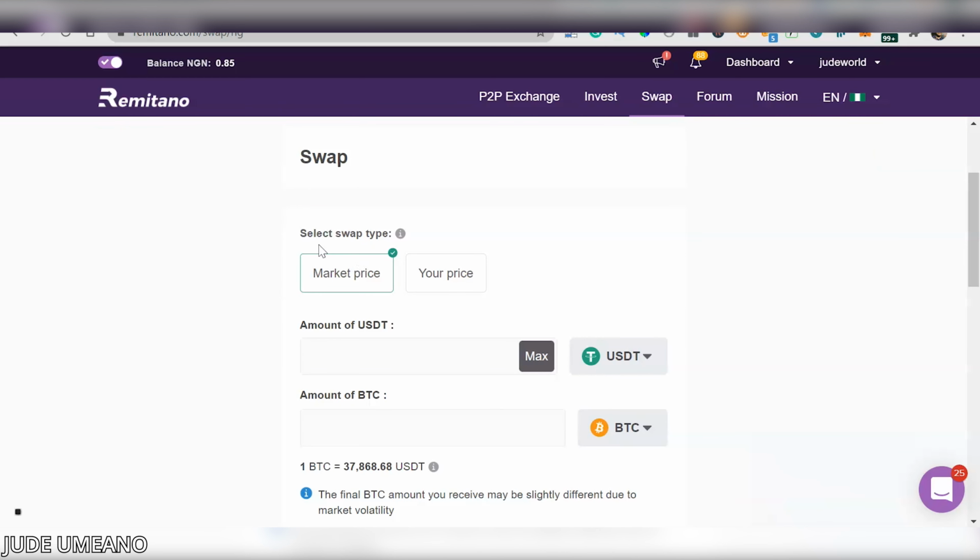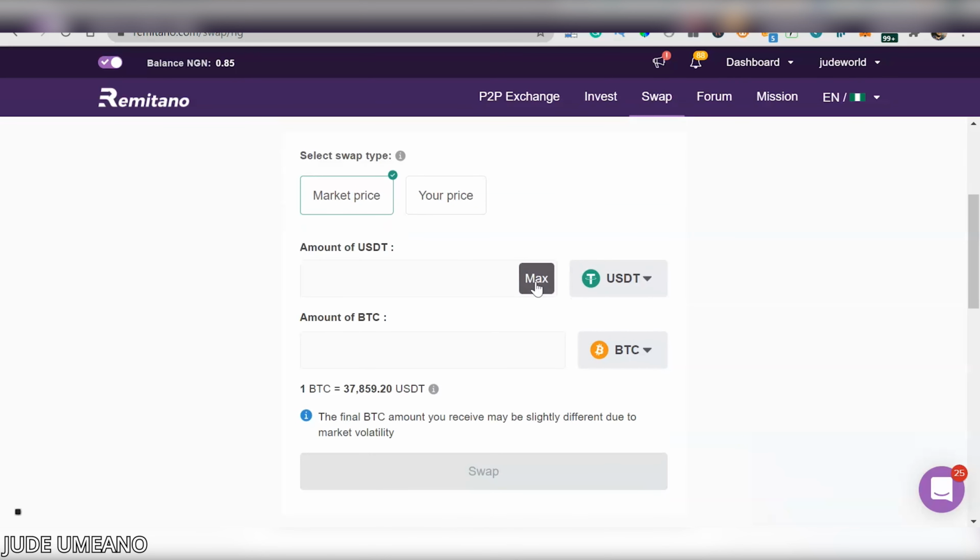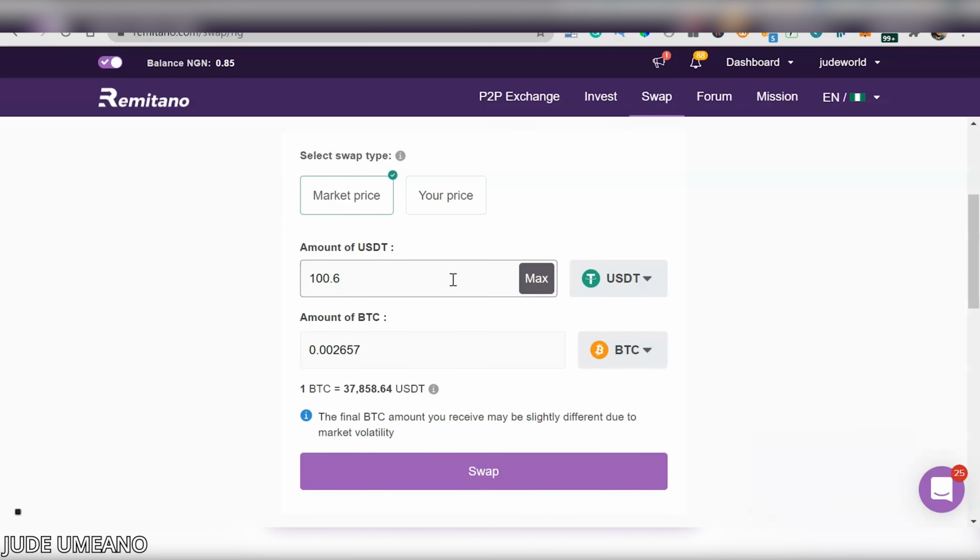So you have the market price, you have your price. I'll come back and explain this price. Then I'll have to select the number of USDT I want to swap. Now I'm selecting market. I want to swap say $50 out of my 100 USDT.